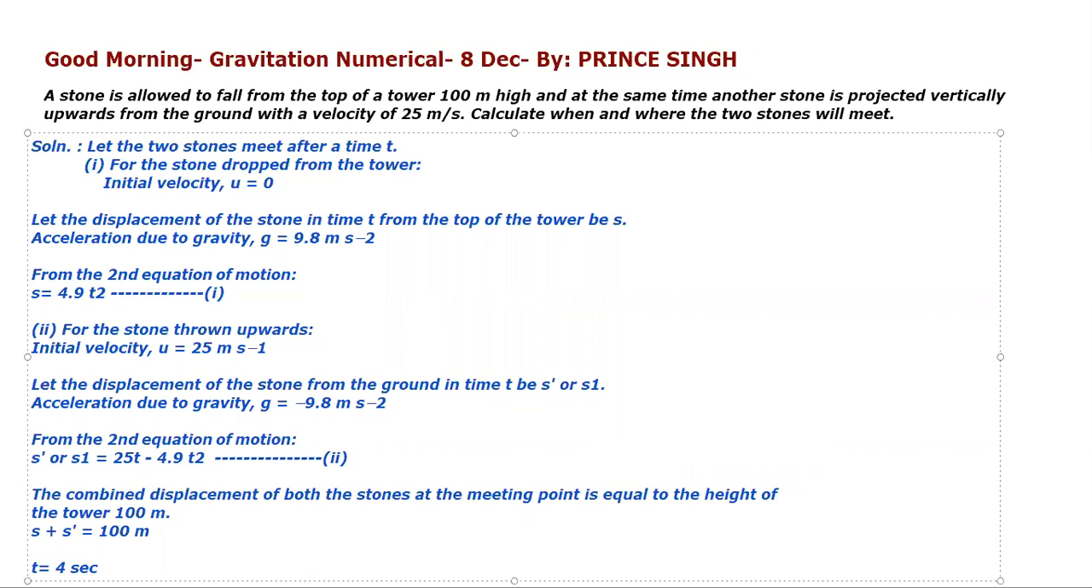After that, put the value of, no, only in equation 1 we can get it, because we know the total height. u will be 0. In equation 1, u is 0. And take 4.9 in round figure as 5.